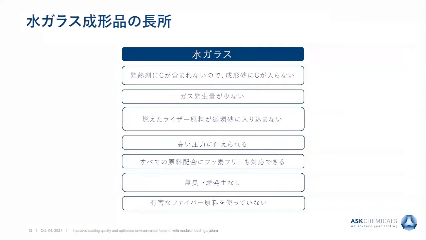So which are the advantages of the different formulations? Let's start with the water glass formulation. We have here a completely carbon-free formulation of the exomass, and therefore there is no carbon entry into the molding sand. The riser itself has a very low gas potential, as there are no organic binders which can burn. The burnt feed material does not get into the sand circle. This is because the material is calcinating during the combustion.